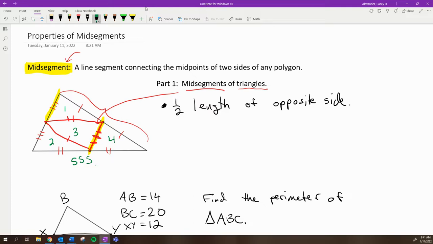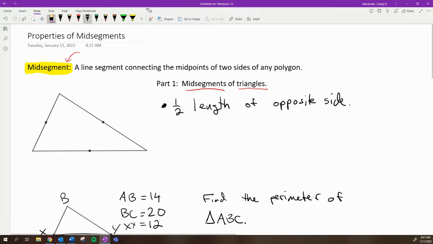But using this half the length of the opposite side idea comes in handy, as you'll see in the example that we'll do in a minute. Now I'm going to erase some of this stuff so I can just demonstrate one other thing, which is if I go back to this original mid-segment here, do you notice that it is actually parallel to its opposite side as well? It is. And so the other thing to know about mid-segments of triangles is that they are parallel to the opposite side. And that can be useful if you need to find angles.